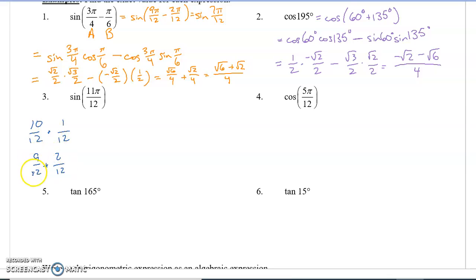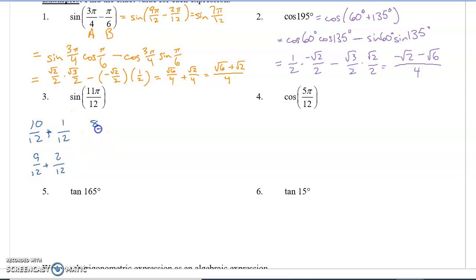But notice that 9 over 12 reduces to 3/4 and 2 over 12 reduces to 1/6. So we could actually use the same 9 pi over 12 and 2 pi over 12 that I used up here, down here, just by changing the minus to a plus. Okay, I'm not going to do that because I want some variety here, and I want to point out that, well, this one's not very useful. This one works, but there's some other ones that work.